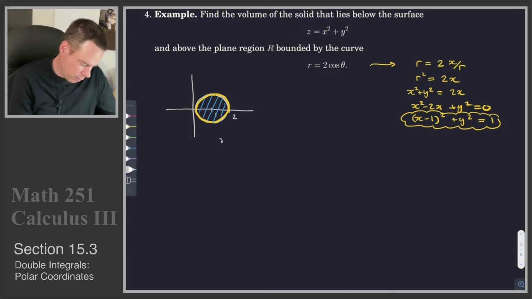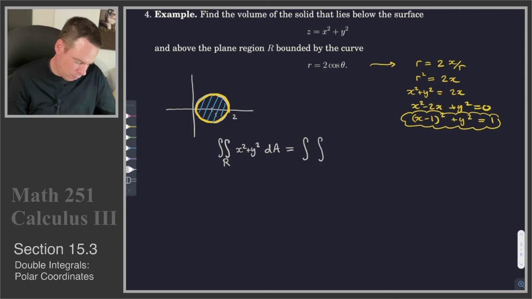So what our double integral is over this region R of our function x squared plus y squared dA, when we express it in terms of polar coordinates, we are integrating over that region sketched above. x squared plus y squared, that we will write in terms of our polar coordinates, would be r squared. dA is r dr d theta. What are our integration limits?